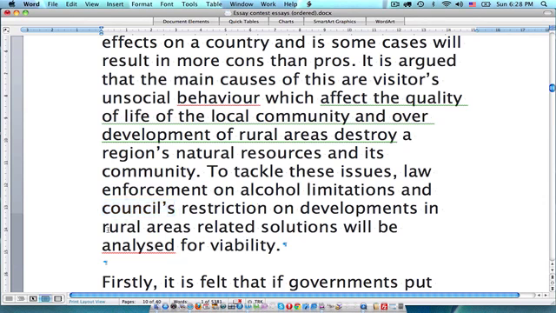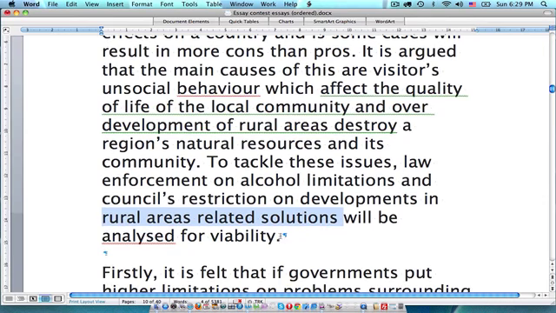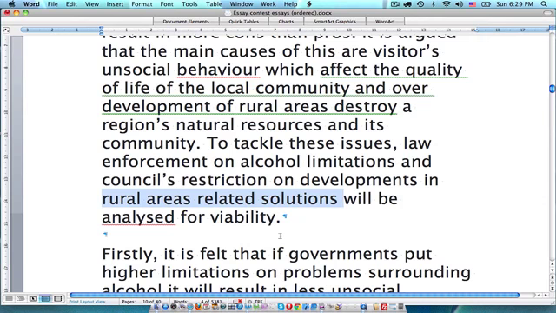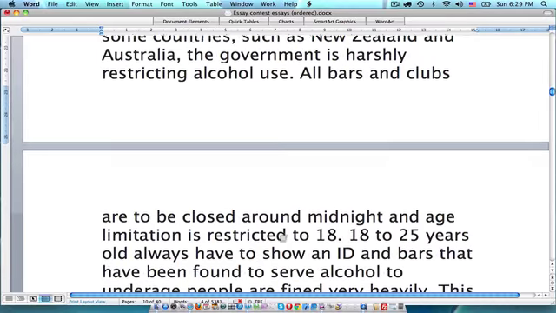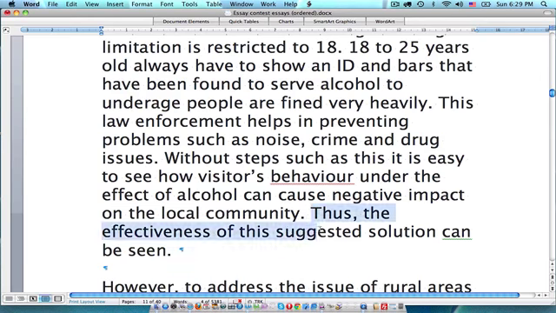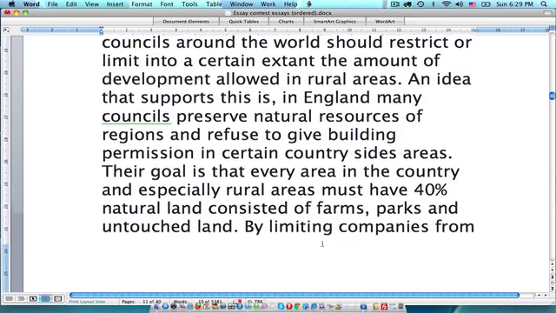And then on rural area-related solutions, again, all this becomes more clear when I read your supporting paragraph, but you don't want your examiner to get to this outline sentence and start to ask themselves, what is the student trying to say here? That's not going to help very much. So just be careful there and try to be as clear as you can. I also noted that you were very good about tying your supporting paragraphs back to your thesis. Here you have, thus the effectiveness of the suggested solution can be seen. That's pretty good.